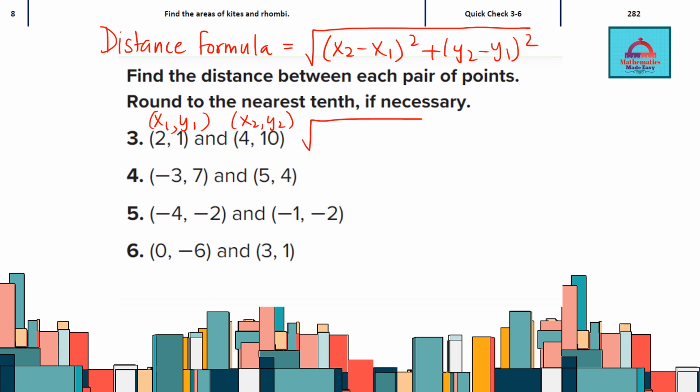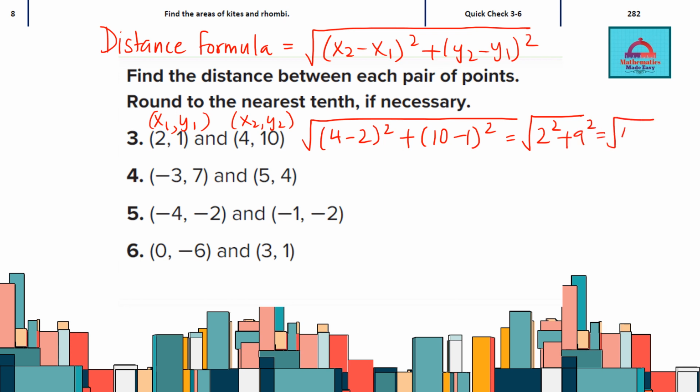So let's apply the distance formula. So 4 is the x2 value, 2 is the x1 value. So 4 minus 2, I'm going to subtract, square, and then do similarly for y. So 10 minus 1 whole square, so it's going to be coming out as 2 square plus 9 square. Simplify, this is going to be 4 plus 81. So this is going to be square root of 85. Now the question mentions round to the nearest 10.